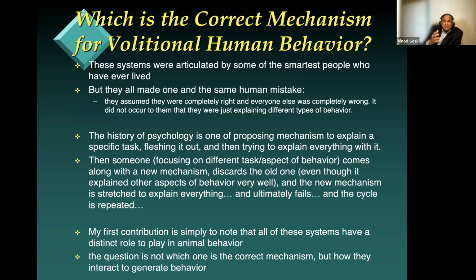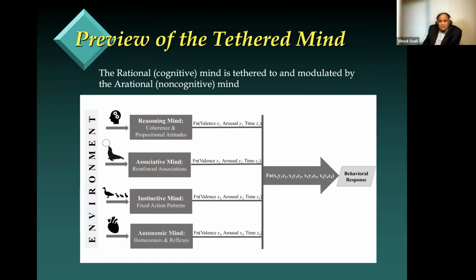So my first contribution is simply to note that all of these systems have a distinct role to play in animal behavior, including human behavior. The question is not which is the correct mechanism to explain human behavior, but how they interact to generate behavior. And this has got to be a truism. This is nothing new. But when we actually do the work and build our models, we ignore this. We forget this.